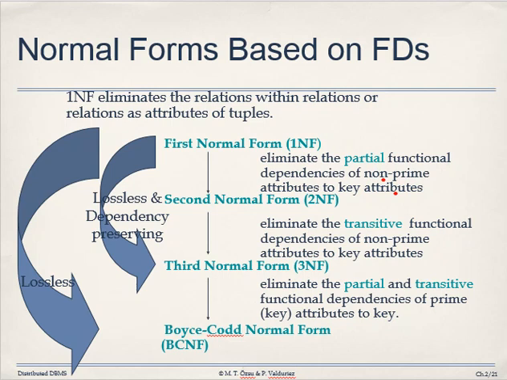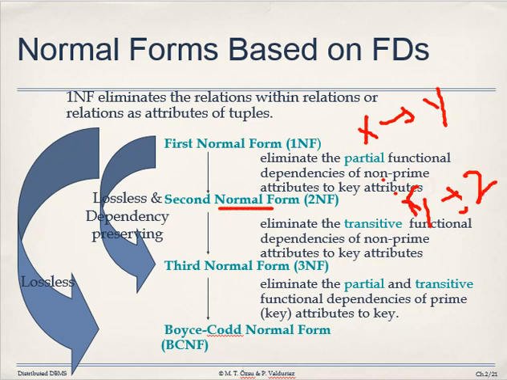In the second normal form, it is lossless and dependency preserving. In the second normal form, it eliminates the transitive functional dependency of a non-prime attribute on the key. Transitive dependency means, suppose we have an X that holds over Y, and suppose I have a Y that holds over Z.